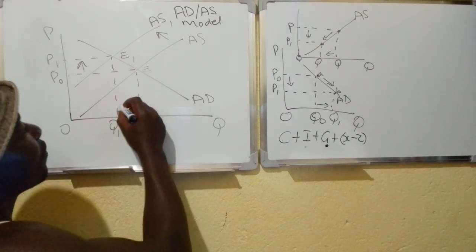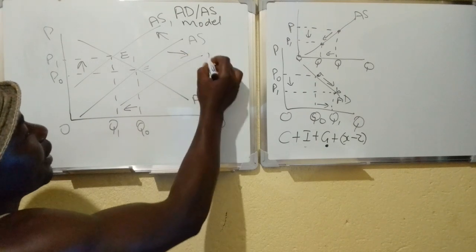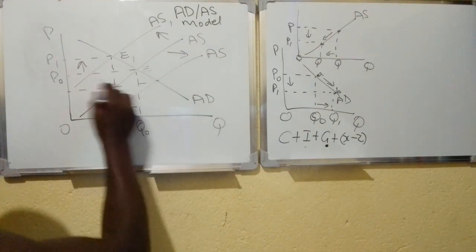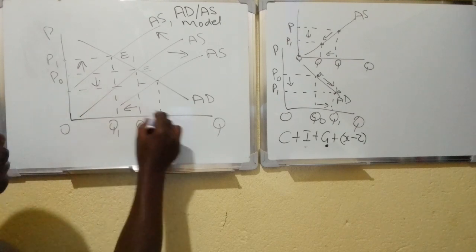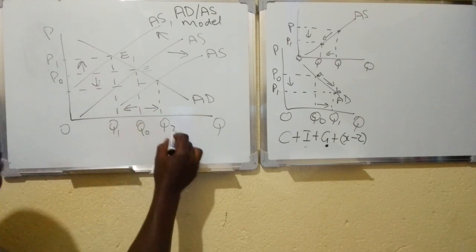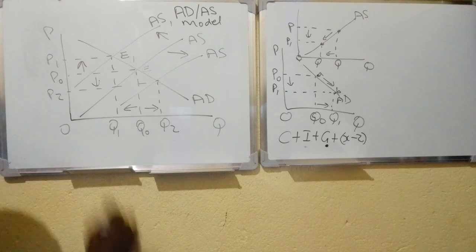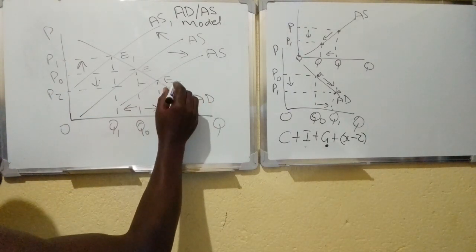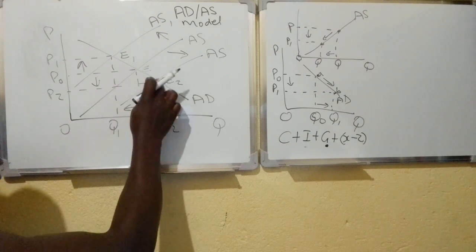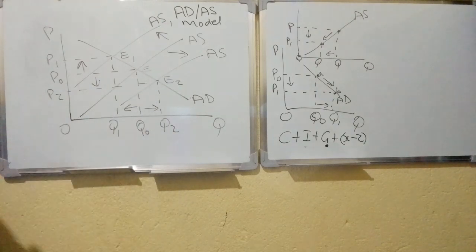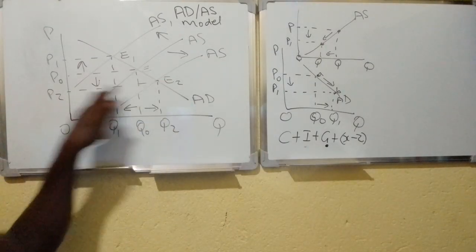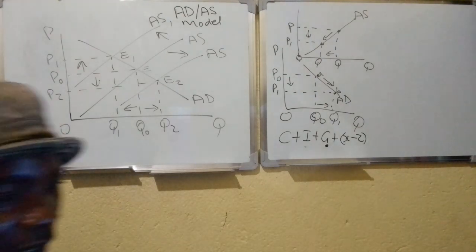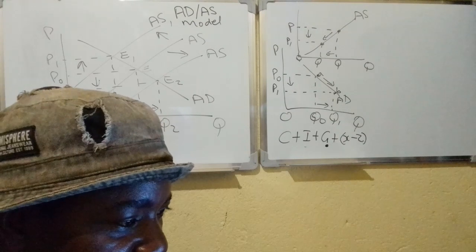So a positive supply shock will move the AS curve to the right, causing general price levels to fall and quantity levels to increase. Can you see? If you use 2 here, use 2 here, use 2 here. If you use 1 here, use 1 here, use 1 here. Okay? So, I just explained the supply shocks.